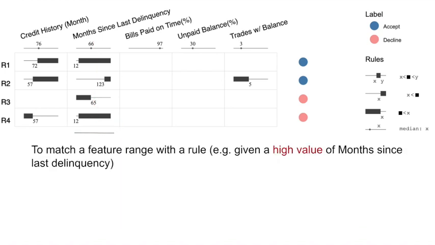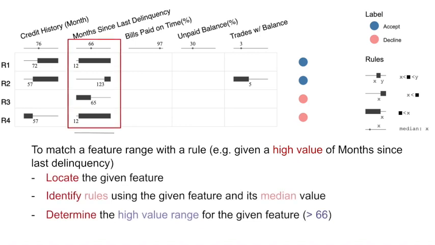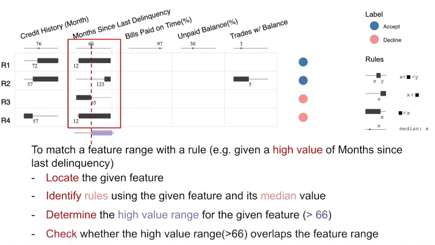And to match a feature range with a rule, we can also do the comparison and match visually. For example, we want to match the high value of the feature months since last delinquency with rules. Follow the steps we introduced for a tabular view. We can locate the feature months since last delinquency first. Then we can identify rules we want to test and the median value of this feature. Now we know that median is 66, because the high value range should be the range on the right-hand side of 66, it should look like the purple rectangle shown here. Then we just check what rule ranges overlap with this purple rectangle. As shown here, we identify the overlapping parts in Rule R1, R2, and R4.